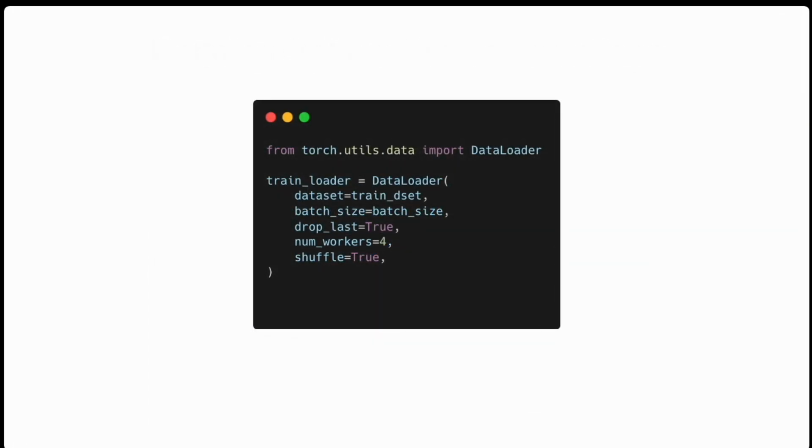Let's now look at the data loader. What we have here is the training set as input. That's the main argument for the training loader. Then we can also define the batch size. And then there's something called drop last equals true.